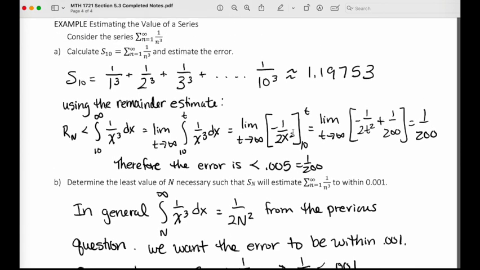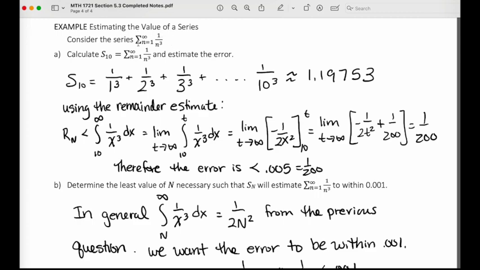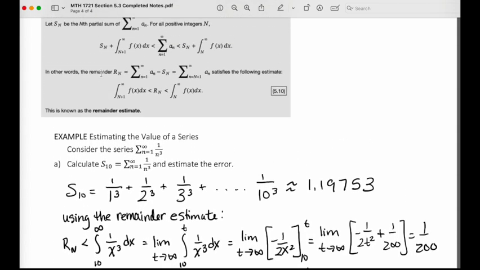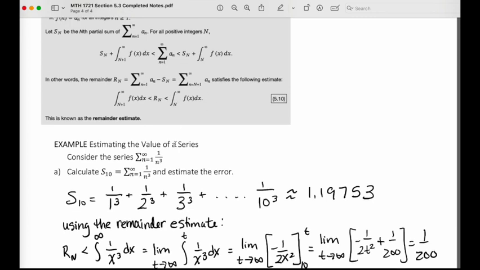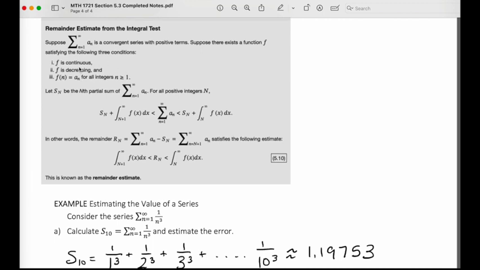Now, if you knew exactly what the value of the series is, to find the error you just find the exact value of the series and subtract your partial sum. But most of the time, that's not going to be the case, and that's what this theorem is telling us. We can estimate the error by integrating from n to infinity. But remember, it has to meet these three conditions for that to be true.